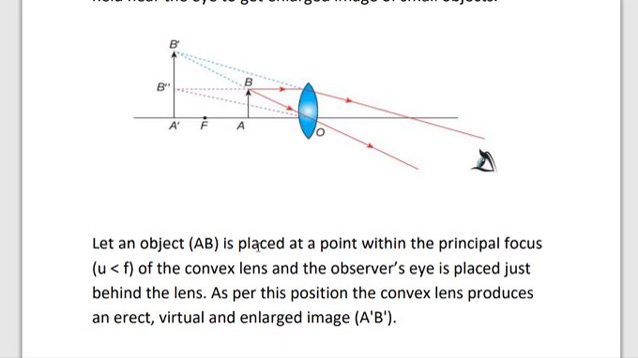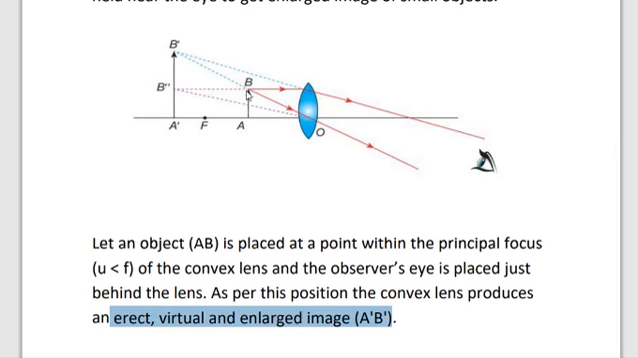Let an object AB be placed at a point within the principal focus. You see AB, this is the object. It is placed within the principal focus, u less than f, of the convex lens, and the observer's eye is placed just behind the lens. As per this position, the convex lens produces an erect, virtual and enlarged image. You see, this is the image.